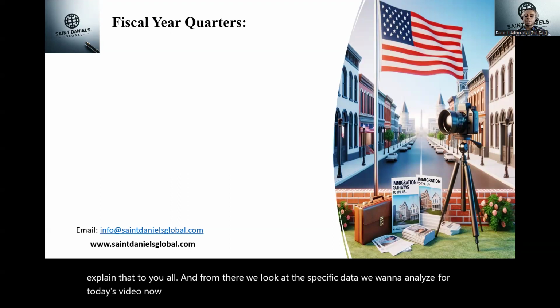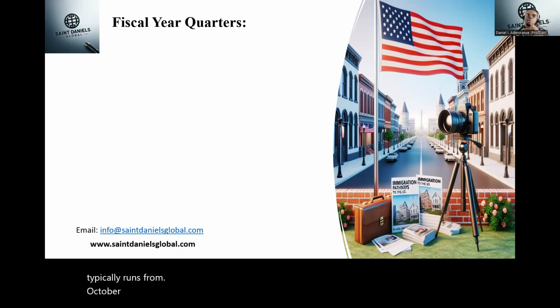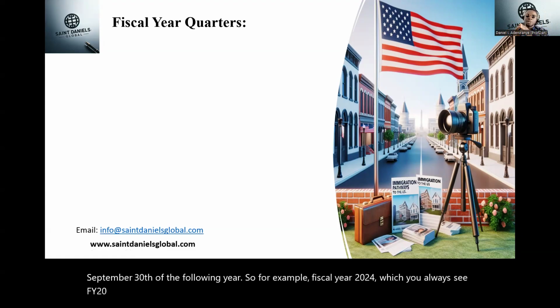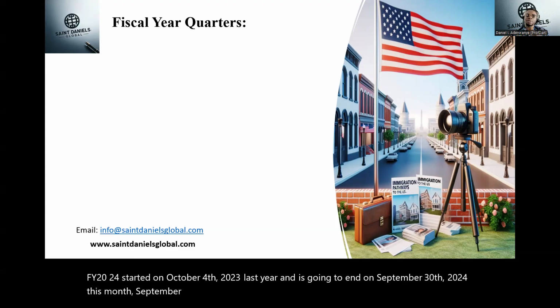In the US, the government fiscal year, or financial year, typically runs from October 1st to September 30th of the following year. For example, fiscal year 2024, which you always see as FY 2024, started on October 1st, 2023, last year, and is going to end on September 30th, 2024. This month, September 30th, will be the end of fiscal year 2024. Then 2025 will get started.